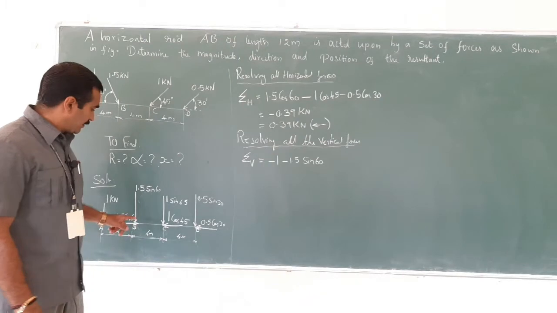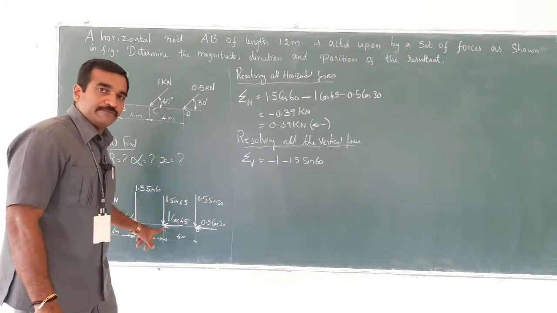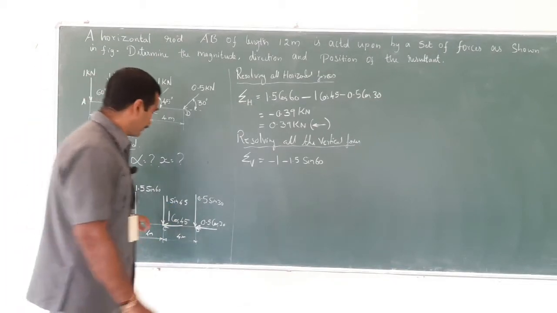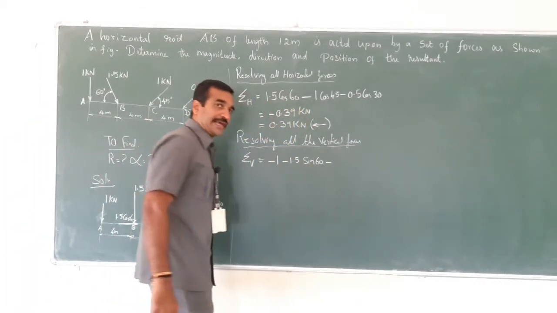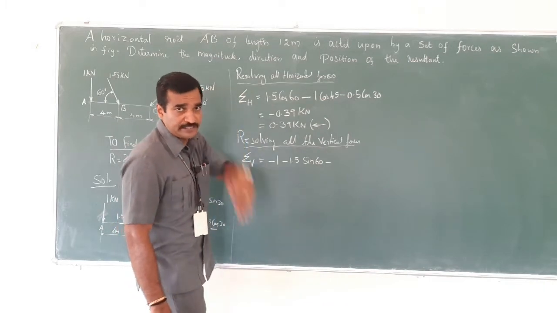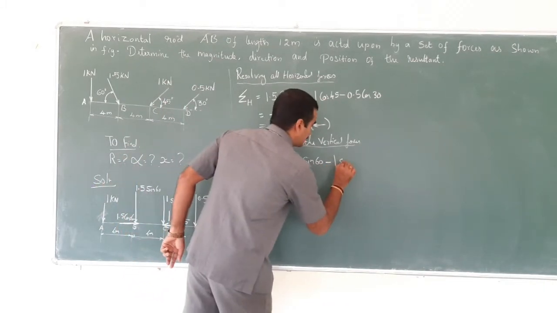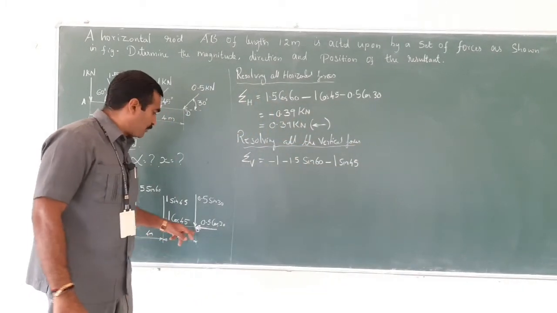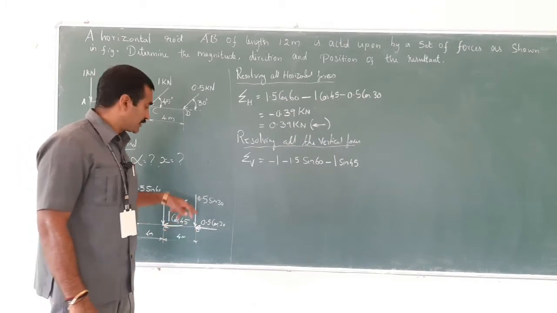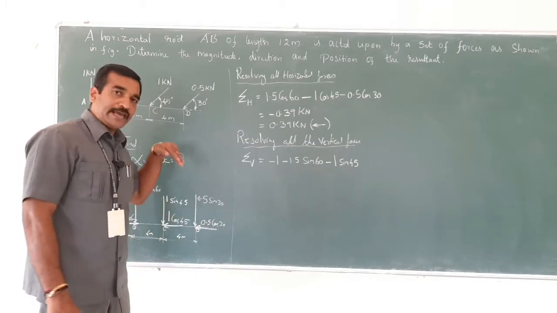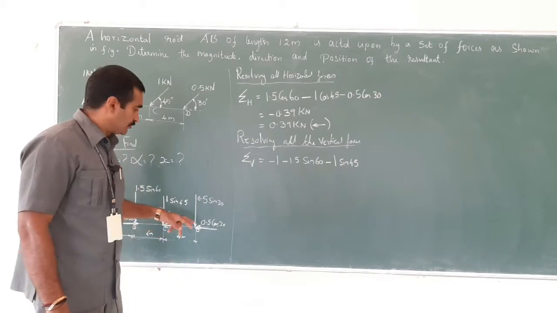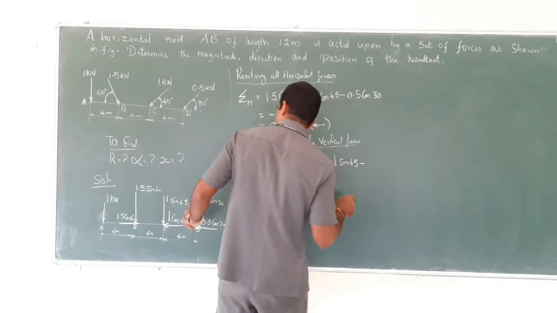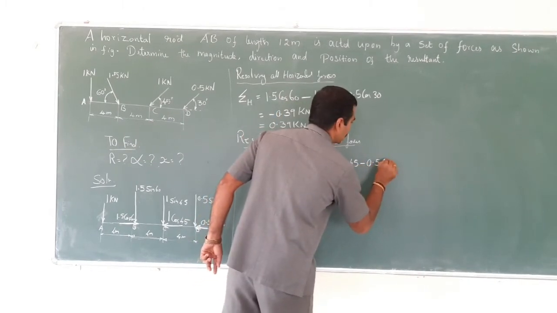Got it? Let me just move to the point C, wherein a force is acting vertically downwards of magnitude 1 sin 45. So the sign convention is minus because the force is acting vertically downwards. Minus 1 sin 45. Right. Let me just move to the point D, wherein a force is acting vertically downwards. So when it acts vertically downwards, it will carry the sign convention as minus. The magnitude is 0.5 sin 30.